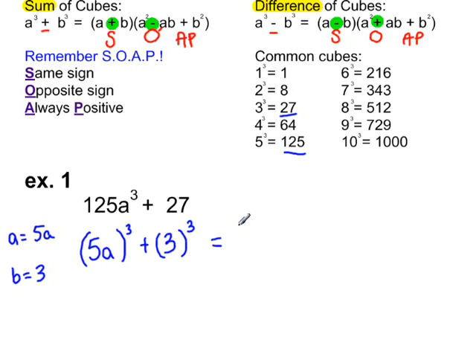So start with our binomial. We've got A plus B. SOAP says same sign, so we'll use the plus.